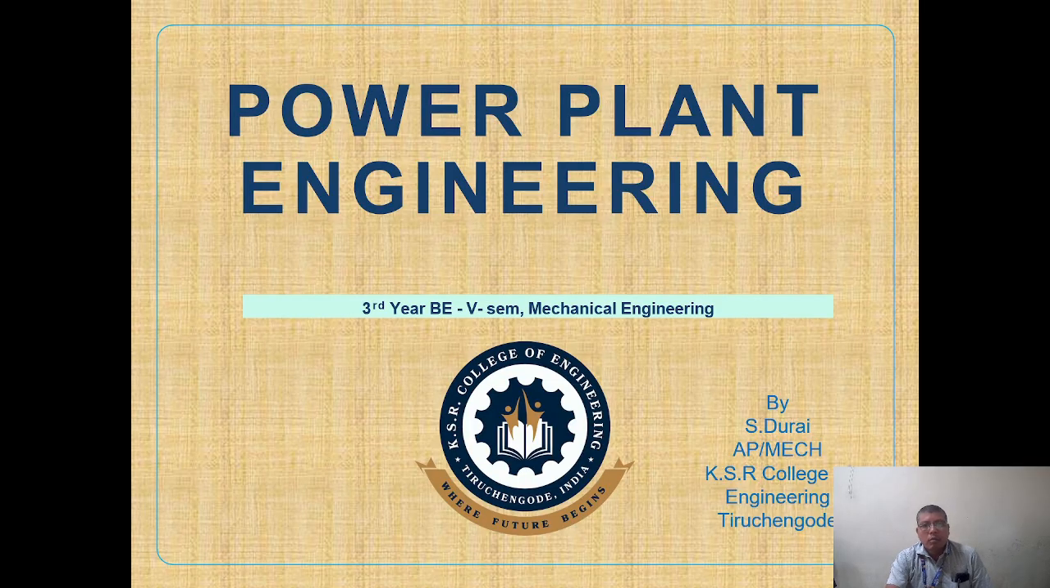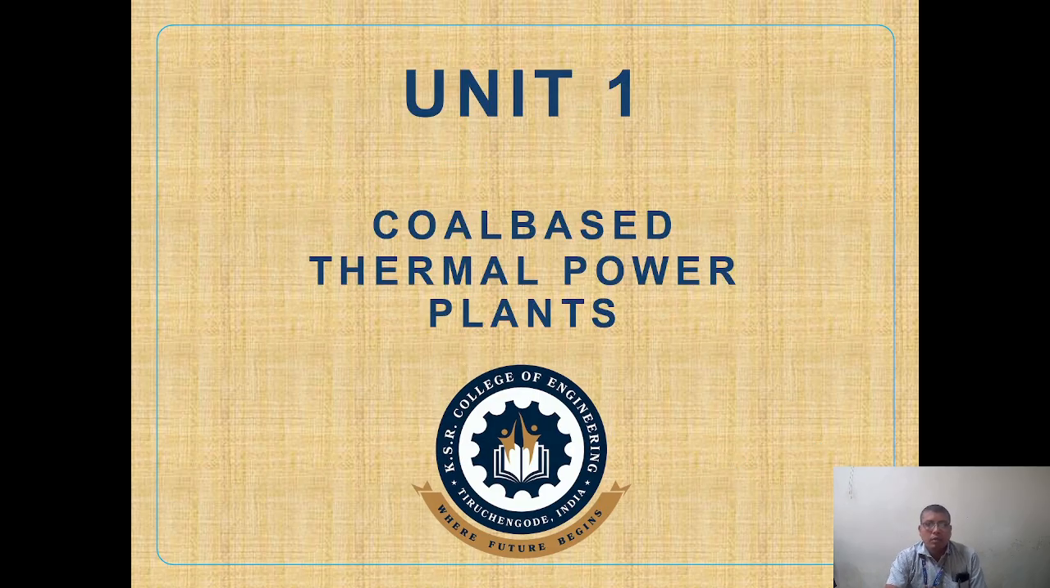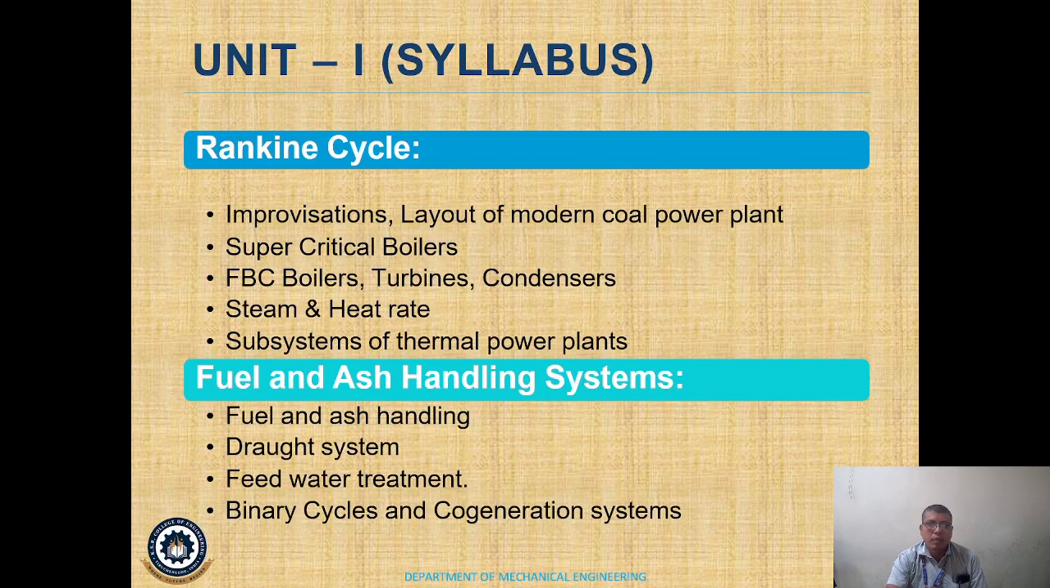Now we have to see about the power plant engineering subject for the third year BE, fifth semester Mechanical Engineering students. Unit 1, coal-based thermal power plants. This is the first unit. In this unit, the syllabus main topics are Rankine cycle and fuel and ash handling system.